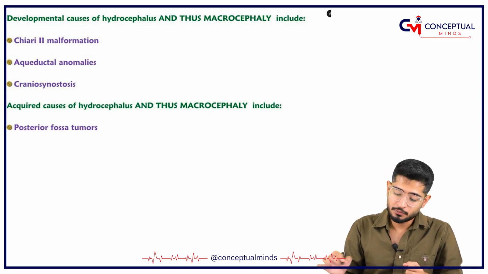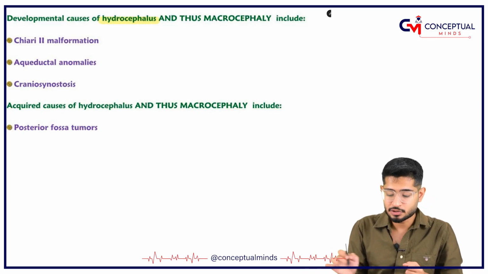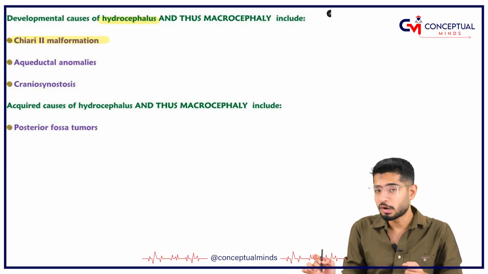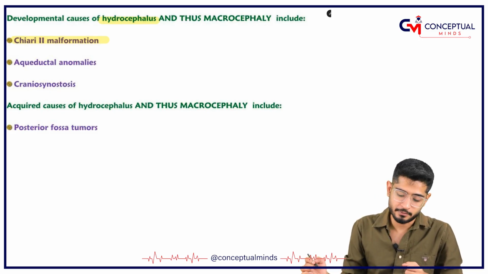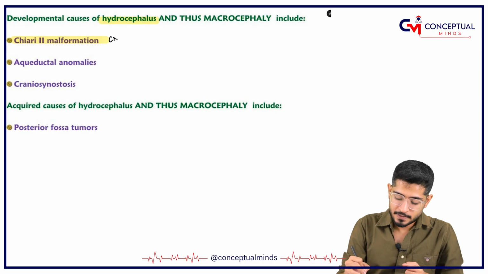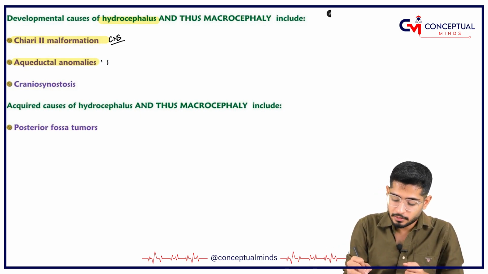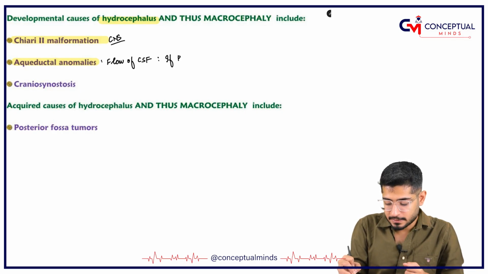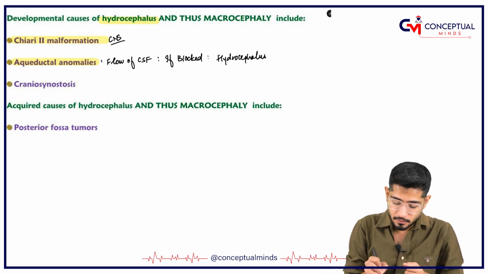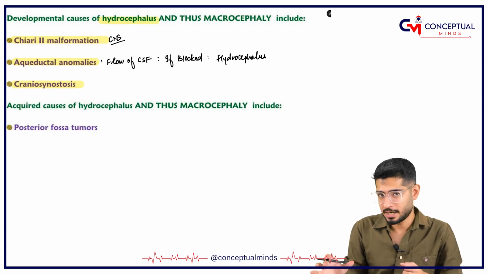What are the conditions where you will have hydrocephalus? One condition is Arnold-Chiari malformation or Chiari 2 malformation. We will discuss Chiari 2 malformation when we discuss the central nervous system. Another can be aqueductal stenosis. The aqueduct is responsible for the flow of CSF. If the flow of CSF is blocked, the child is going to have hydrocephalus, and thus macrocephaly. Craniosynostosis can also have a large head.